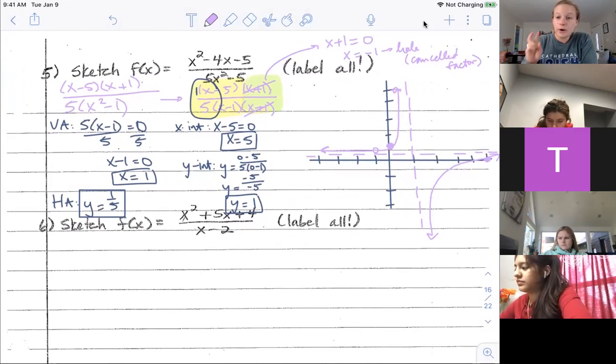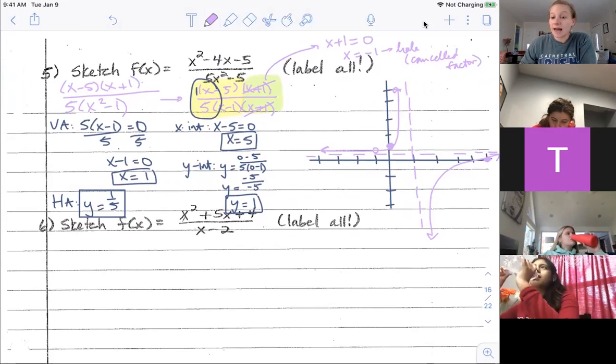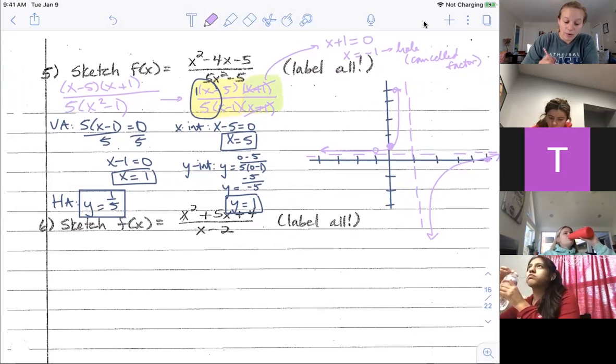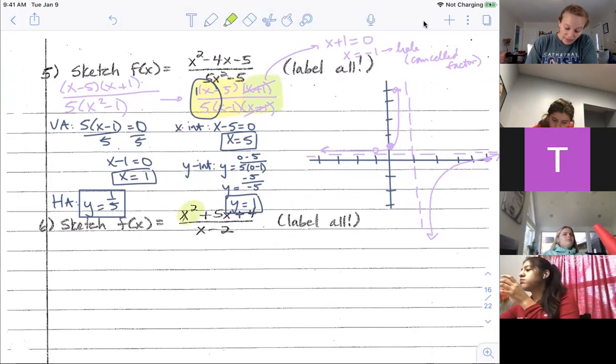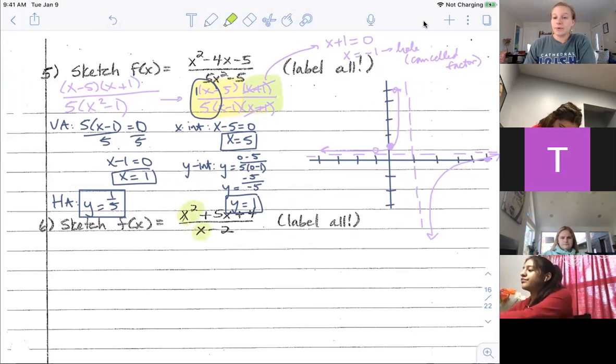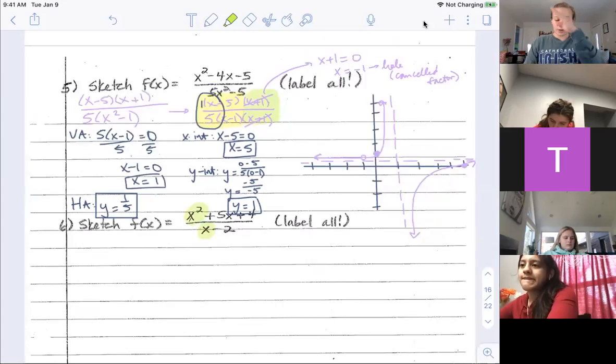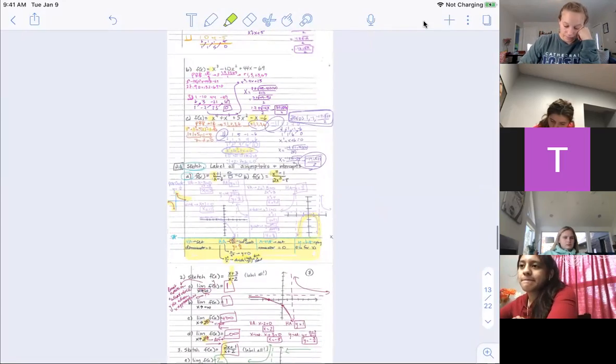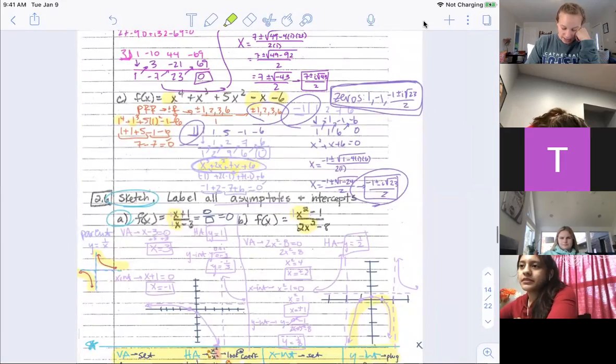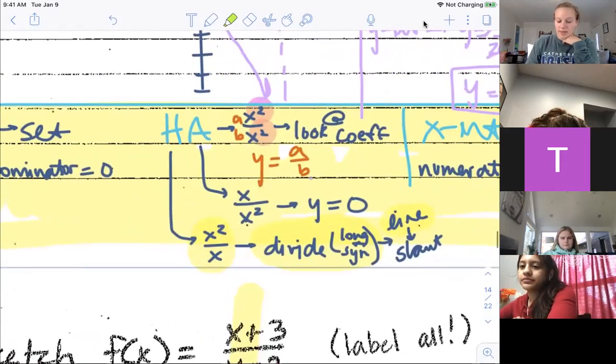The next two on my paper are examples of when we have a slant asymptote. So I have x squared and then I have an x. When my exponent on top is bigger than the one on bottom, I have to do a division problem to find my HA, which will be a slanted asymptote like this. I'm going to move my screen really quick to show you what I'm talking about. Back here with my HAs, I told you that we look at our exponents.